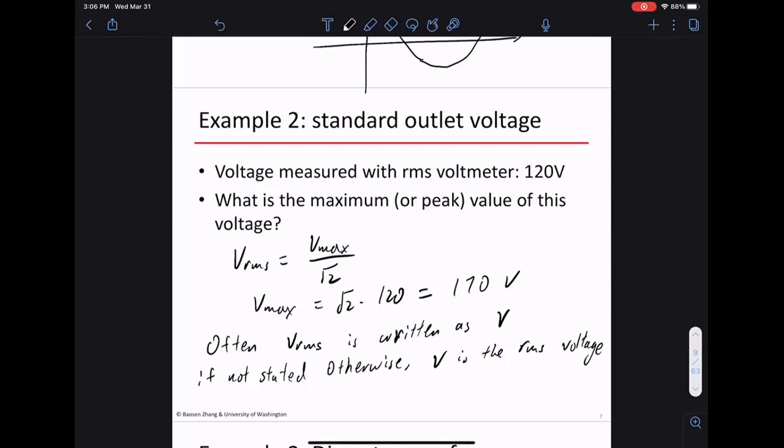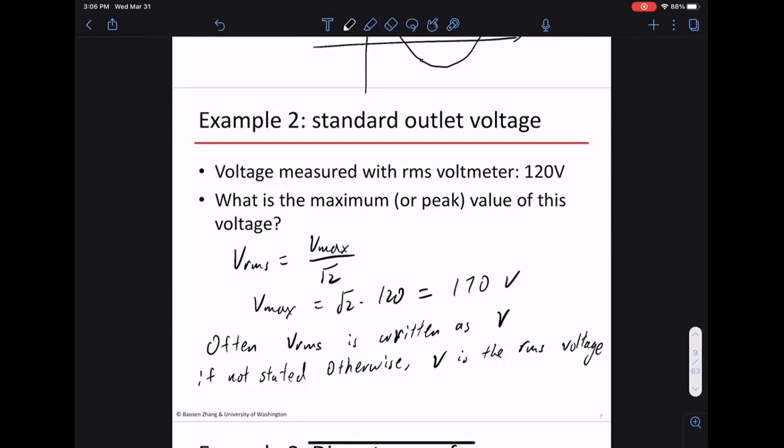So for example, you do your homework, and the homework says V, just a capital letter V, is 50 volts. We're dealing with the AC waveform. Then you should take that to mean the RMS voltage is 50 volts. This RMS is used so often that we don't bother to write the subscript RMS. Often, to be careful, we'll write it.